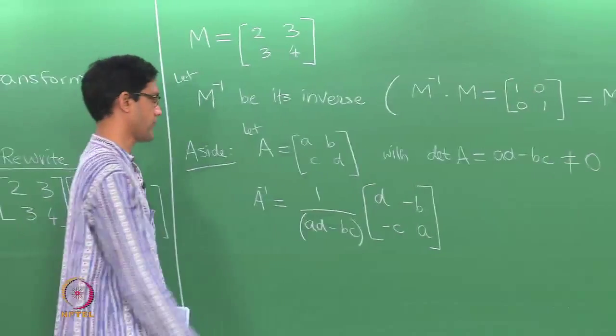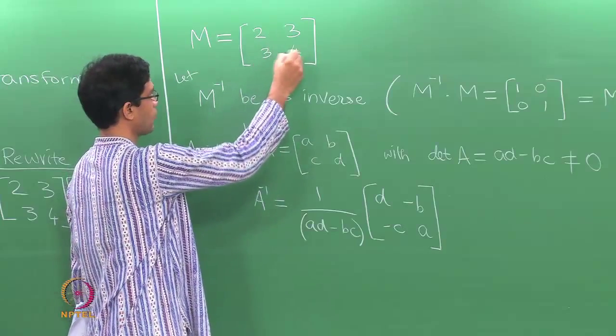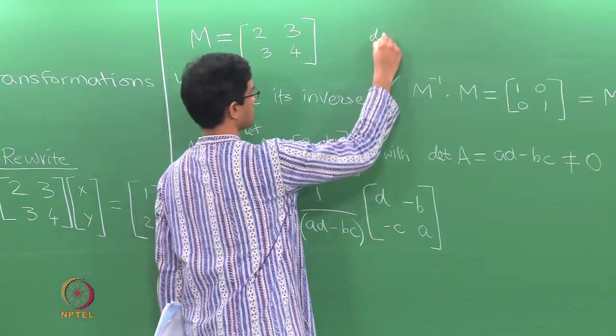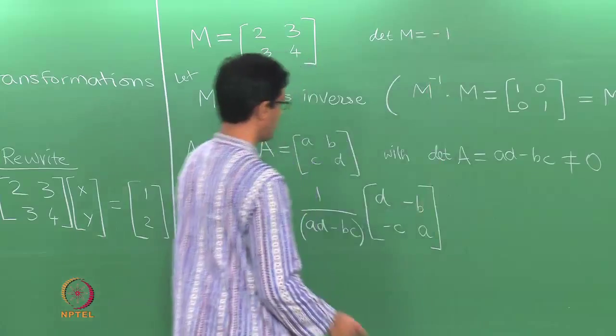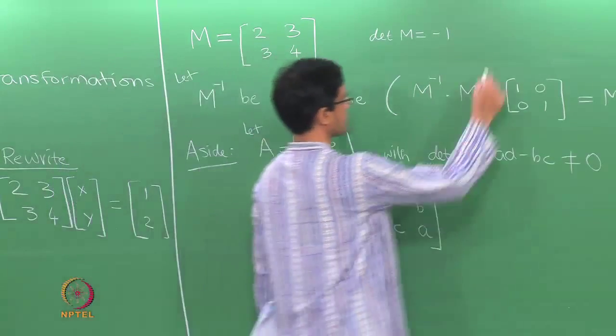Okay, only then can you find the inverse. In this case we are okay because the determinant of M is 4 into 2, 8, minus 9. So, the determinant of M here is minus 1, and applying this formula here, it says that the inverse of M can be computed as follows.